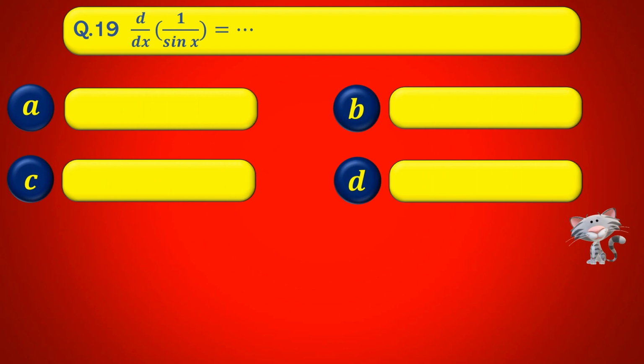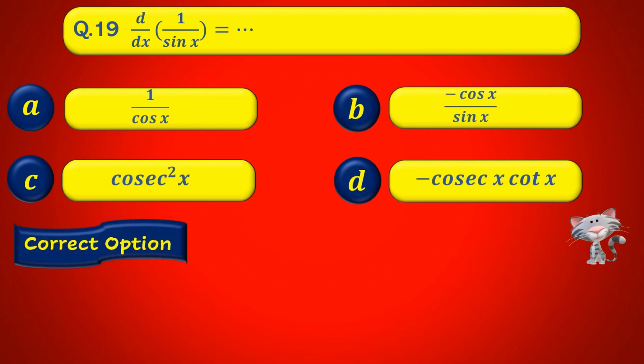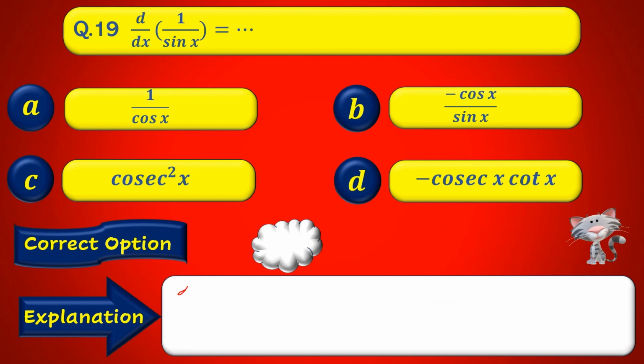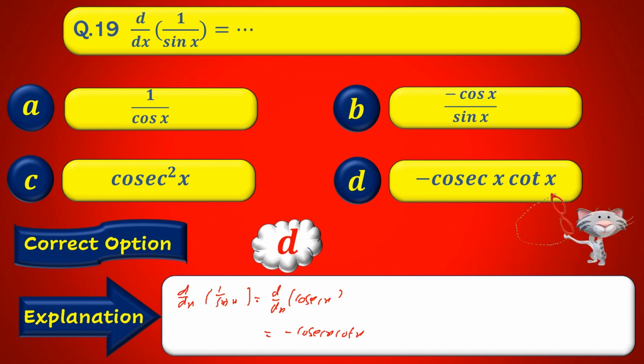Question number 19. d by dx of 1 over sine x. And the options are, but what is the correct option? Let's explain. d by dx of 1 over sine x, and we know that 1 over sine x is equal to cosecant x. The derivative of cosecant x is minus cosecant x cotangent x. So the correct option is option D. Question 20.